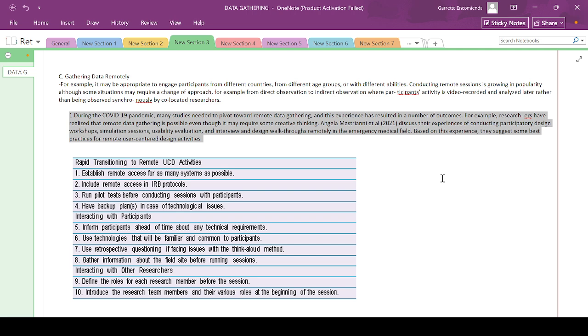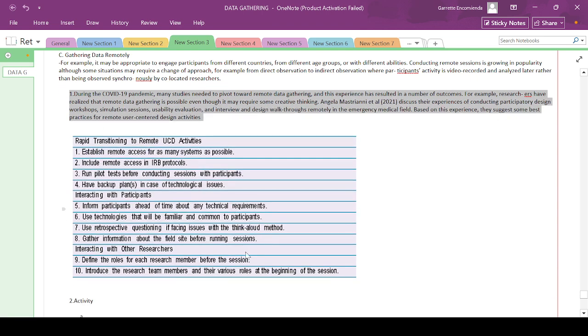For example, researchers have realized that remote data gathering is possible even though it may require some creative thinking. Angela in 2021 discussed their experiences of conducting participatory design workshops, simulation sessions, usability evaluation, and interview and design walkthroughs remotely in the emergency medical field. Based on this experience, they suggest some best practices for remote user-centered design activities.